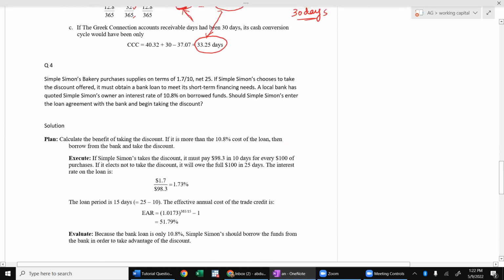Okay, now let's take our question about the credit sale. Simon's Bakery purchases supplies on terms of 1.7/10 net 25. So it means that total credit days are 25, and if the company pays back in 10 days, the company will get a discount of 1.7%. Okay, it will pay back 1.7% less.